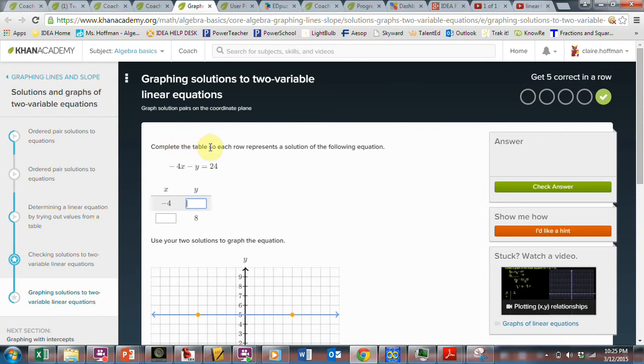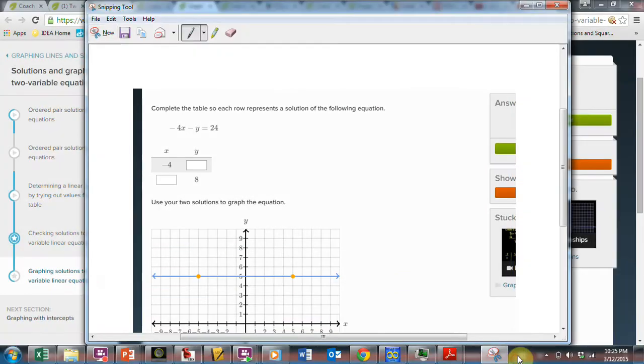New equation. Now it says complete the table. So each row represents a solution, and then use your 2 points to graph the equation. All right, first, I'm given an x value of -4. So I'm going to take out my x, and where x used to be, I'm going to put in a -4.